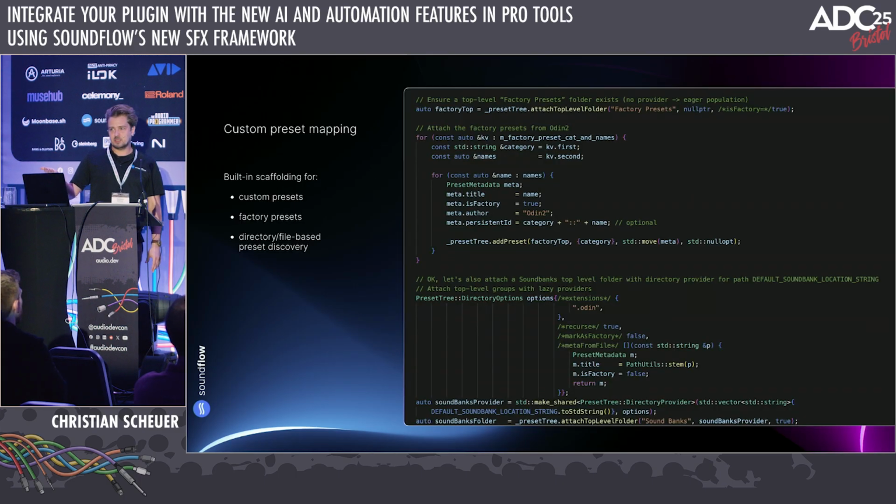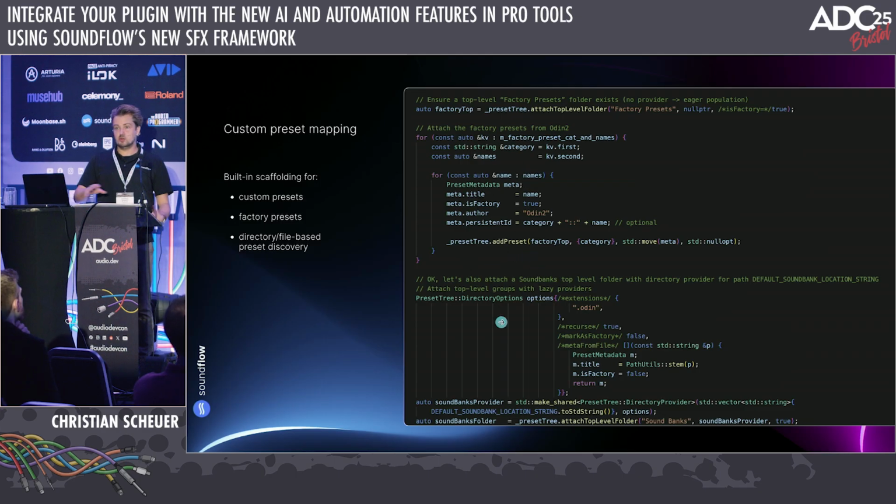Now, because presets can be handled in a variety of different ways in plugins, we provide some out-of-the-box easy wrappers to configure presets. So here is just an example of the way Odin works with presets. It has some built-in factory presets that are compiled as binary data into the binary. So we have to basically translate that structure to SFX. So we just loop through them here and add them.